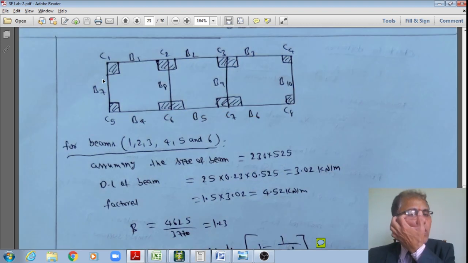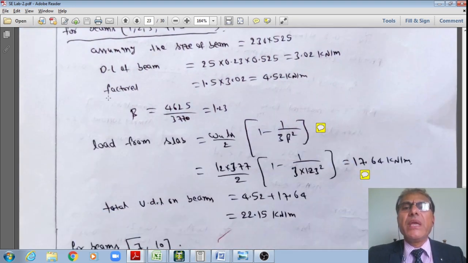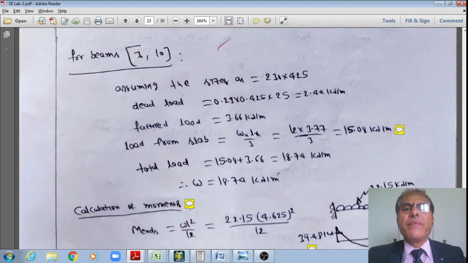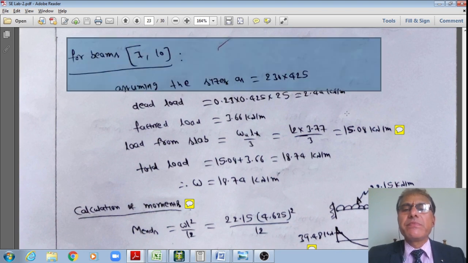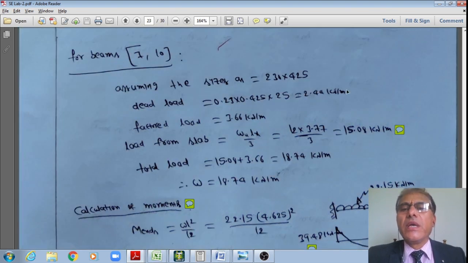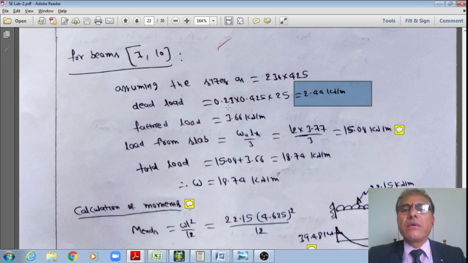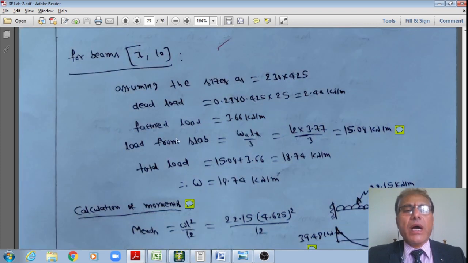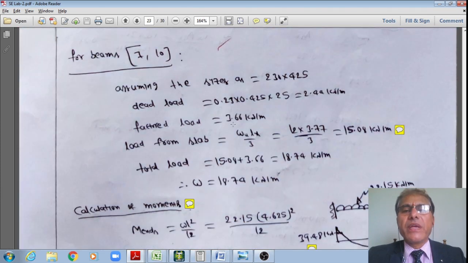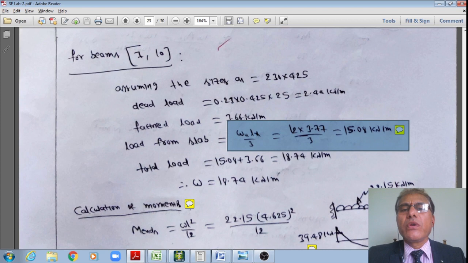Similarly, let us see what is the load on these exterior beams B7 and B10 respectively. Now I'll change the assumption of the beam sizes to 230 by 425, and I'll get the dead load as say 2.44 kilonewton per meter, and this multiplied by 1.5 gives 3.66 kilonewton per meter. Whereas, as we have just seen, the triangular load will come. That is equal to Wu Lx by 3, where Lx is equal to 3.77 divided by 3, and W is equal to Wu, which is nothing but 15.08 plus 3.66, which works out to 18.74.